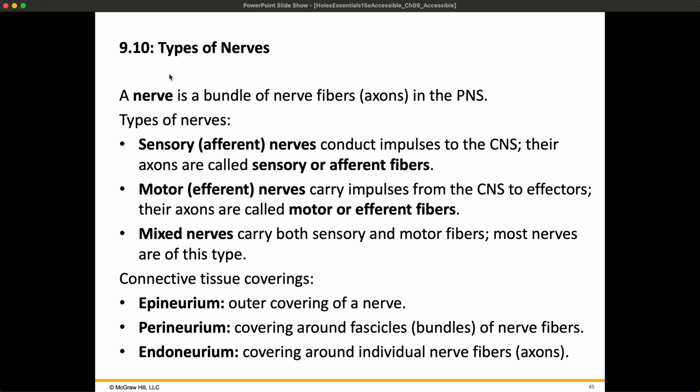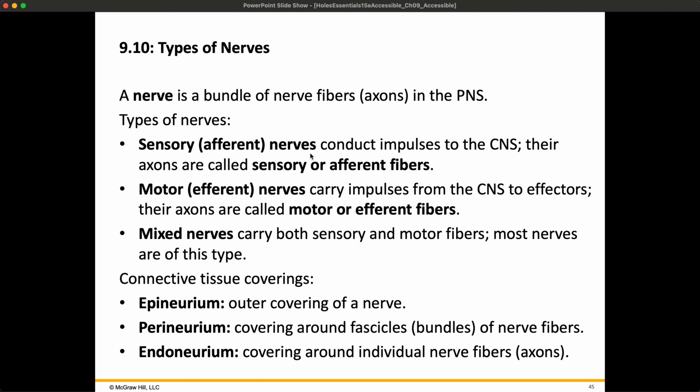Okay, types of nerves then. A nerve is a bundle of fibers along the PNS. So it's going to look very, very similar to a muscle fiber in a muscle structure, as will a nerve. A nerve, though, is, again, a bundle of nerve fibers. Nerve fibers are your nerve cells.